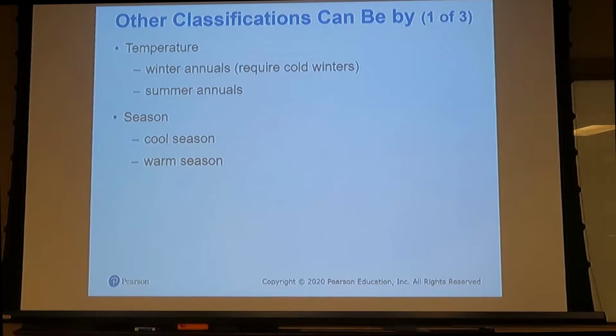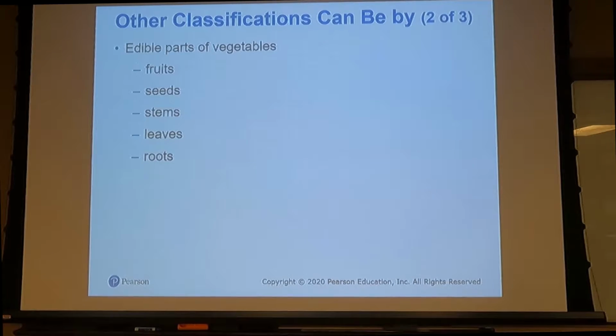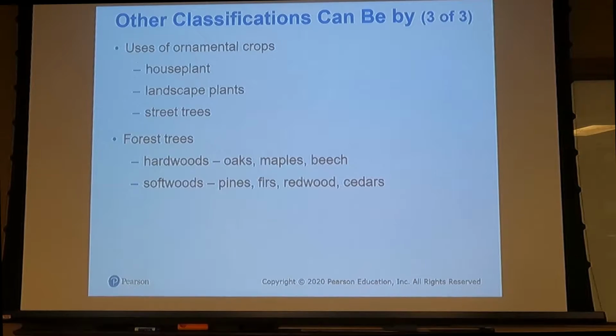Those are also based on temperature and season. We have winter and summer annuals, and we have cool season and warm season grasses. Then we classify plants by the parts of the vegetable, whether that's fruits and seeds, stems and leaves, or roots. We can have them for use as ornamental crops, so the different types of plants that we might have. We classify those as house plants, so we might have shade tolerant plants or full sun plants. We have different types of forest trees, so we have bottomland hardwoods or softwoods.